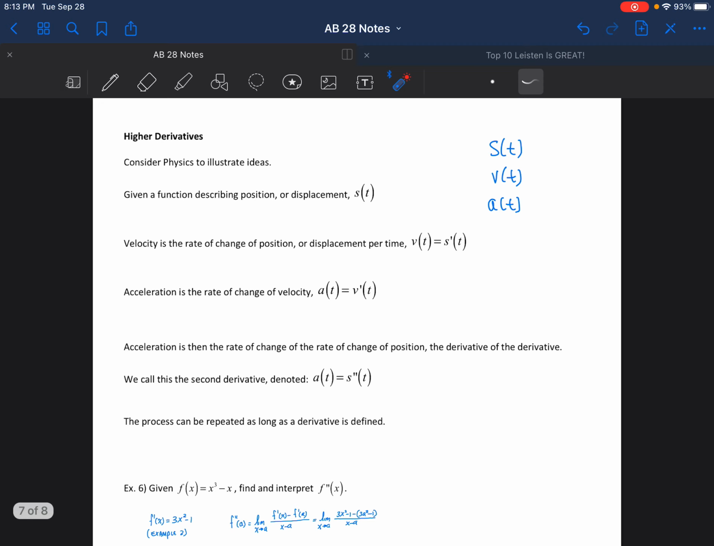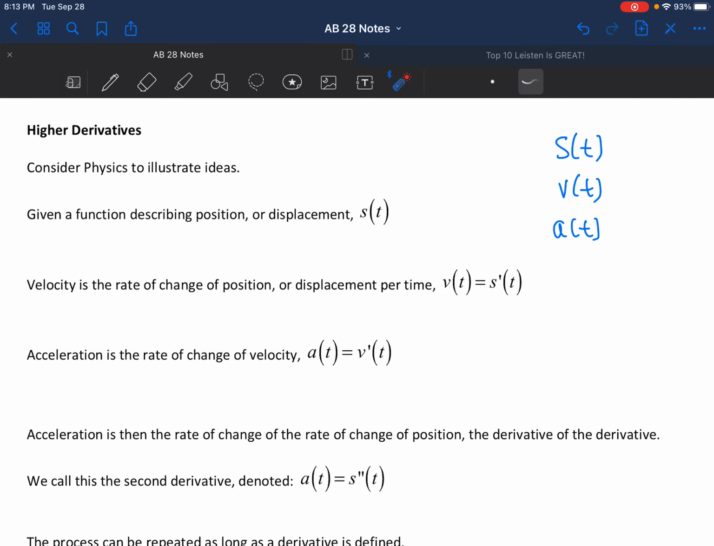Now, the last thing we've got today is higher derivatives. We can take the derivative of a function. What if we take the derivative of a derivative function? I'm going to go back and use physics as an analogy. In physics, we can start off talking about a position function, a function describing your position or your displacement, your current location. Well, the rate of change of displacement, namely s prime of t, the rate of change of your position with respect to time, displacement versus time, that's our velocity.